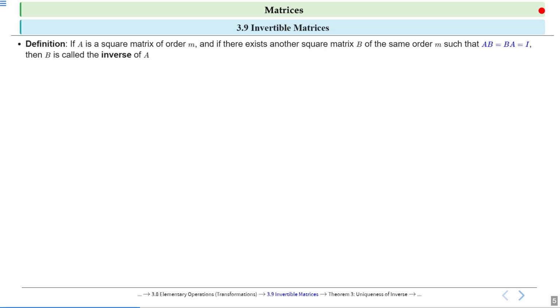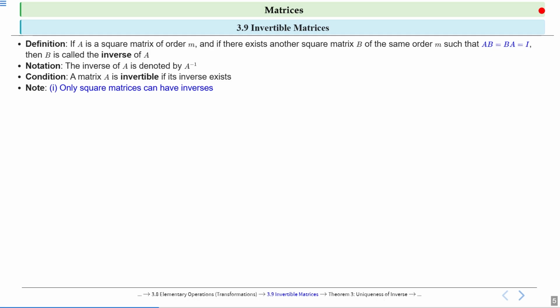Now, NCERT section 3.9, invertible matrix. Definition. If A is a square matrix of order m, and if there exists another square matrix B of the same order m, such that AB is equal to BA is equal to I, then B is called the inverse of A, right? Notation: the inverse of A is denoted by A inverse. Condition: a matrix A is invertible if its inverse exists.